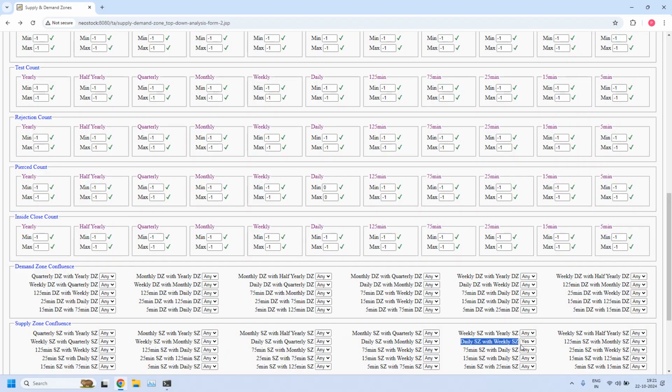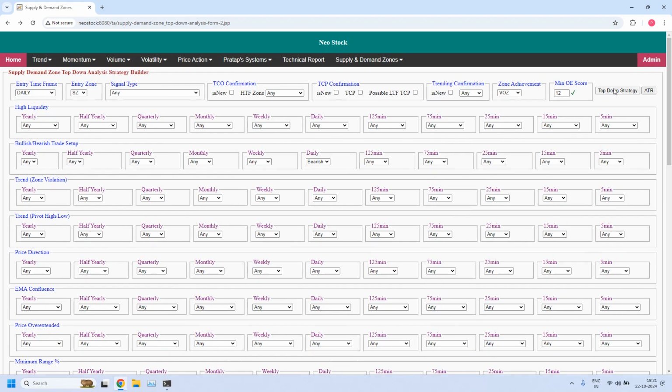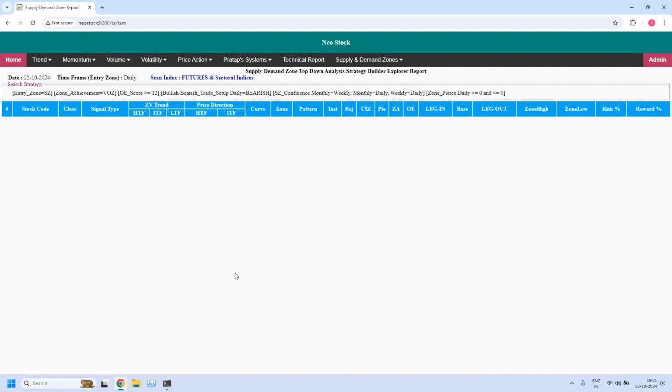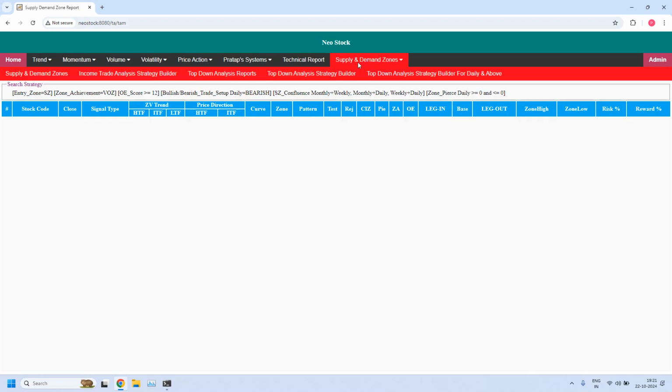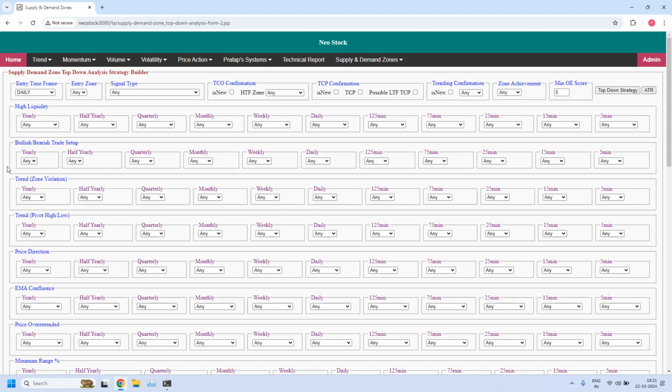Daily supply zone with weekly supply zone is already enabled. Daily supply zone with monthly supply zone confluence I am enabling. Weekly supply zone with monthly supply zone confluence also enabled. With all the three filters, we did not get any LTF, ITF, HTF confluence stocks. Only LTF and ITF we got. Okay, fine. Next set of reports are about weekly income trade.